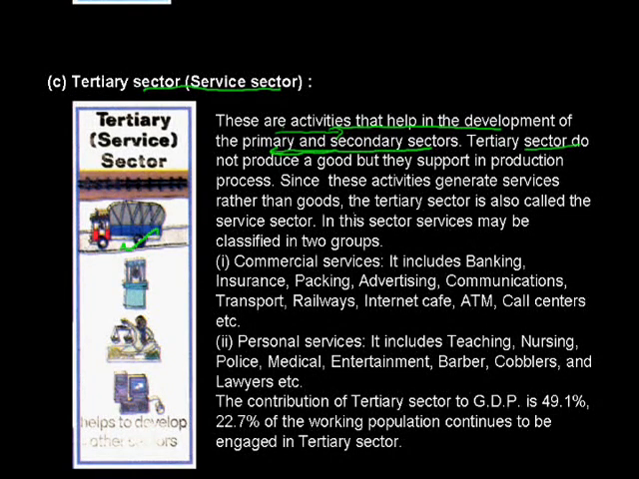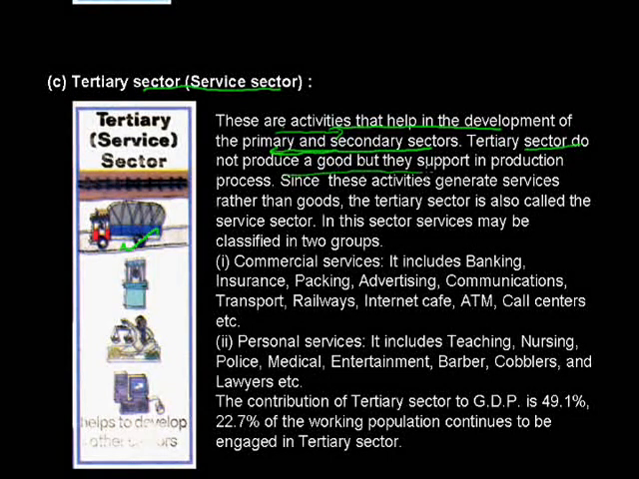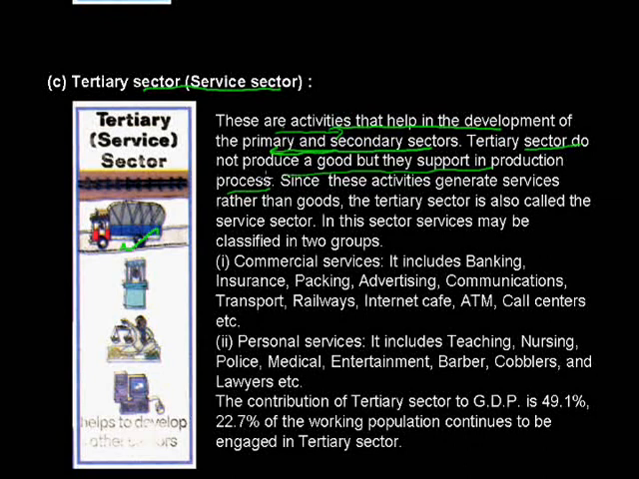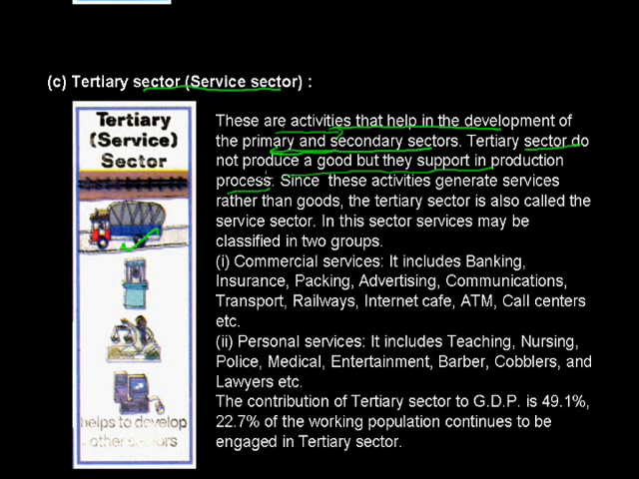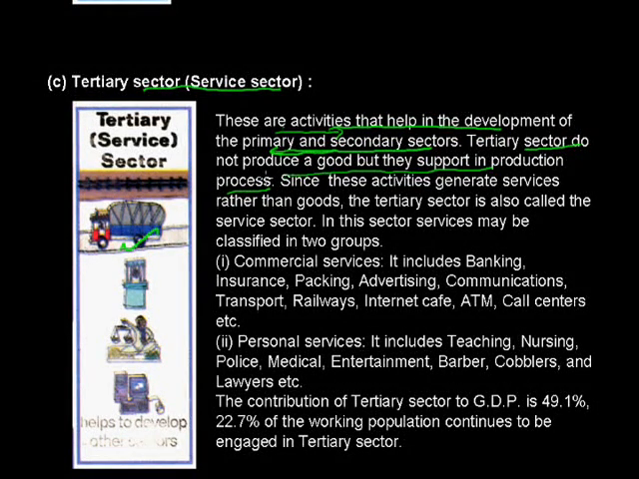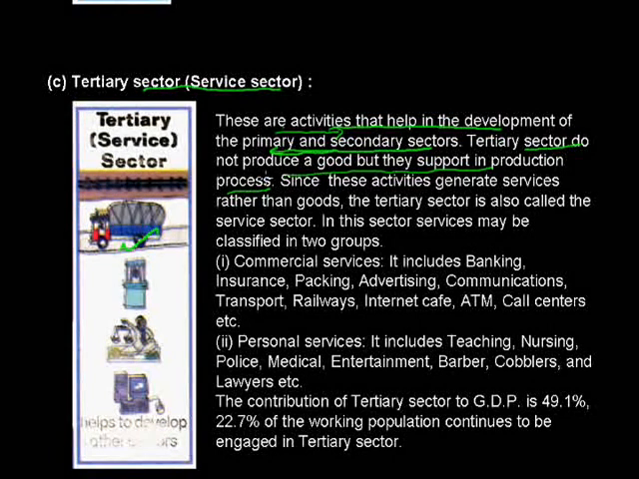Tertiary sector activities do not produce a good, but they support the production process. For example, banks. Banks are part of the tertiary sector. There is no production in the banks. But even then, if you are taking a loan from the bank, you have to pay the interest. When there is no production in the bank, why are you paying the interest? Because it is the tertiary sector.